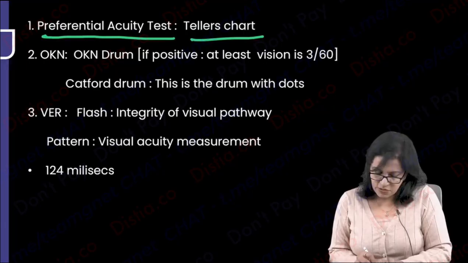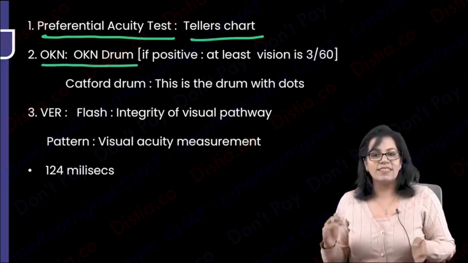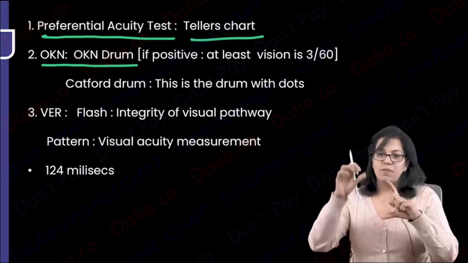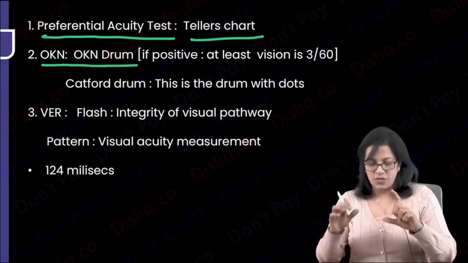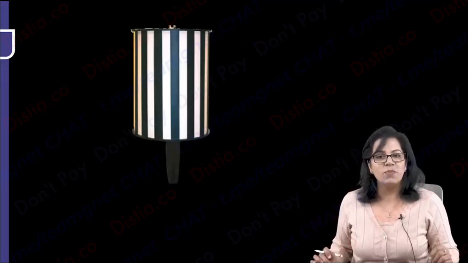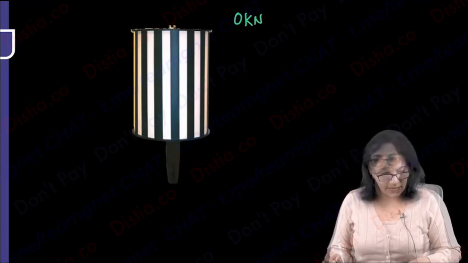First, let us read this list. Optokinetic drum test. You have learnt it in your neuro-ophthalmology also, that it is a drum with black and white stripes. Okay, let's see it. See this one. So this is an optokinetic drum. It has black and white stripes. Can you see that? Okay.